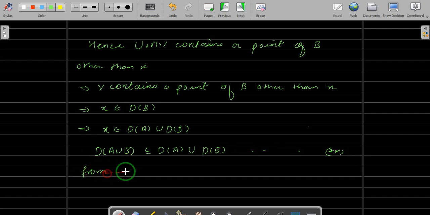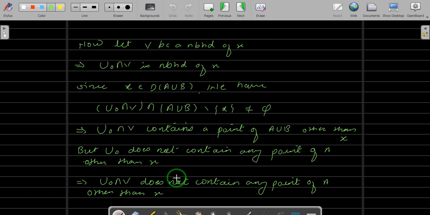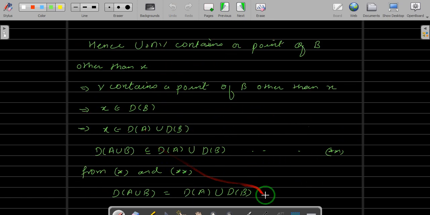From star and double star, we will have the derived set of A union B equals the derived set of A union the derived set of B. This you can check. Take an example of a topological space, take two subsets, find their derived sets and take the union, and then find the derived set. It will be the same here. But that is not the case when you take the intersection. That is our third property. We are done with the second.